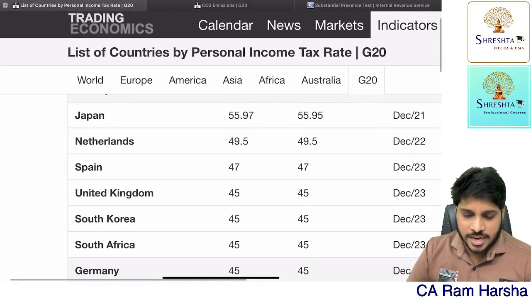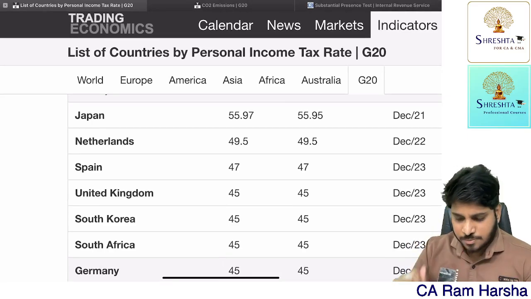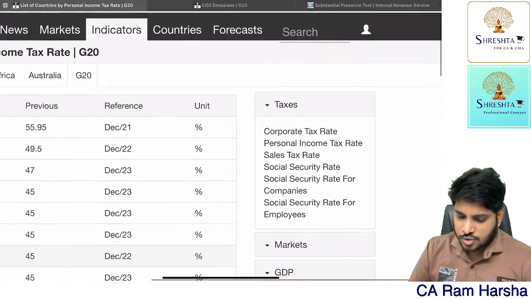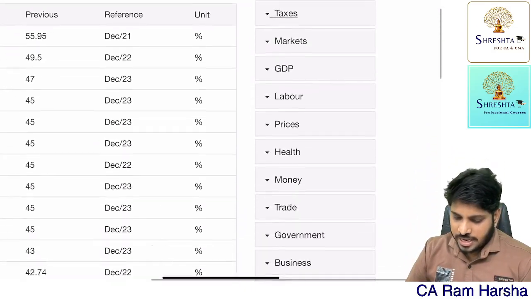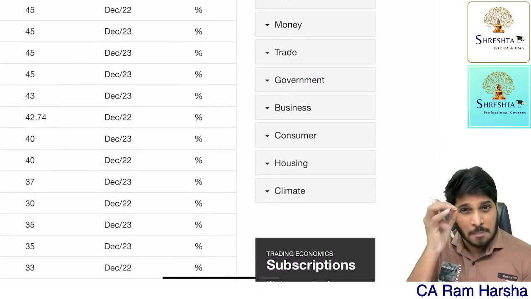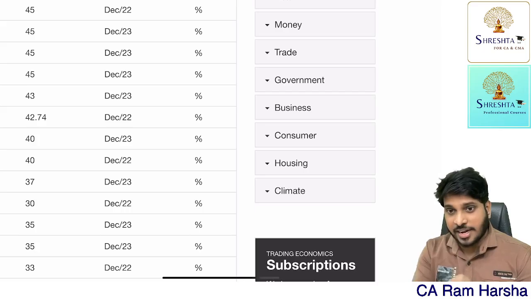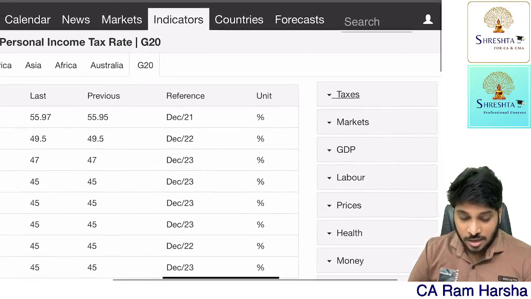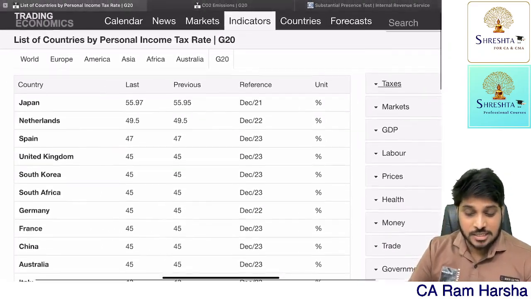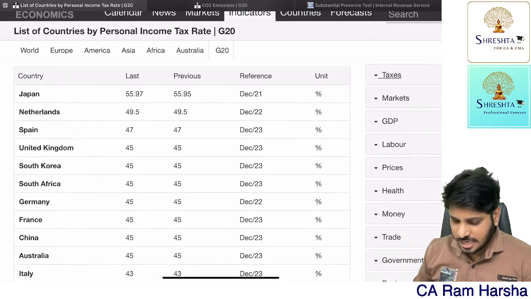This is a website, tradingeconomics.com, where you can find indicators for so many metrics. There are so many indicators, GDP, all macroeconomic indicators you can find. So this is the income tax rate in different countries. I just wanted to show you for your better understanding.